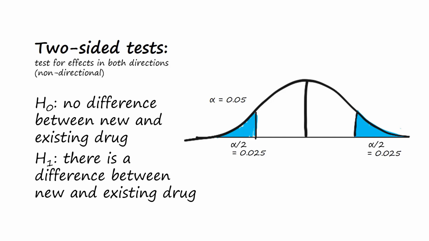When a test statistic falls in either critical region, you can say that the new drug performs either significantly worse or significantly better than the existing drug. If the test statistic falls in this middle range, we fail to reject the null hypothesis, and we would say there is no difference in the performance of the new drug and the existing drug.